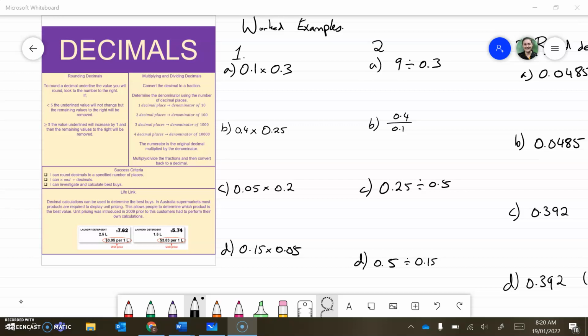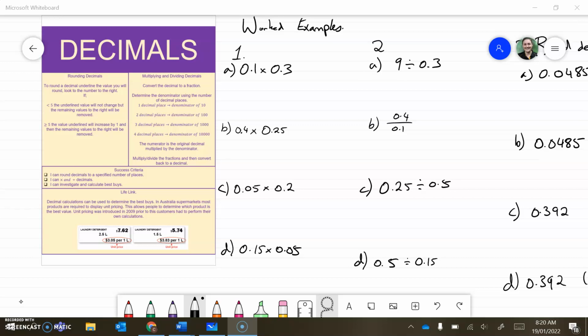To multiply and divide decimals, the first thing we do is convert our decimals to a fraction. To convert to a fraction, we determine the denominator by using the number of place values. So if there's 1 decimal place, the denominator will be 10. 3 decimal places, the denominator will be 1,000, and so forth. The numerator is the original decimal multiplied by the denominator. We then perform the operation before converting back to a decimal.